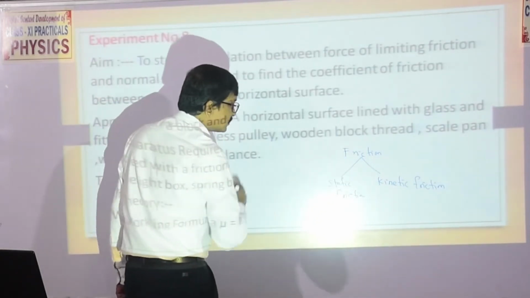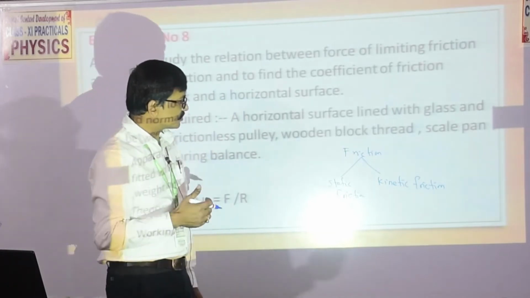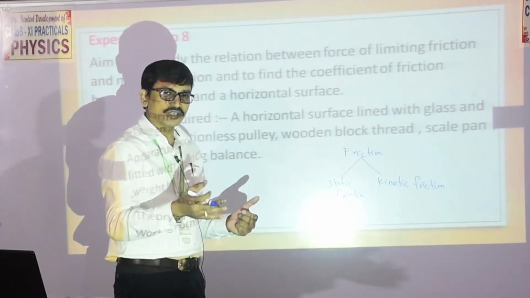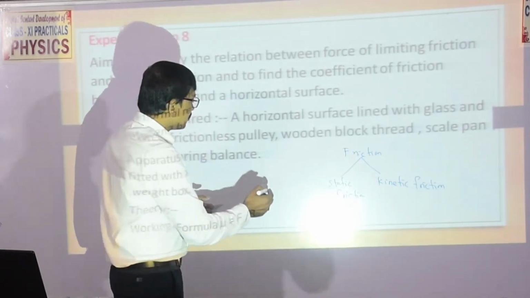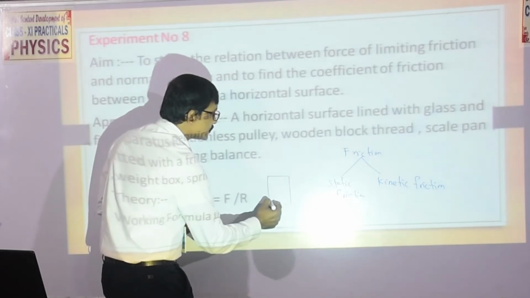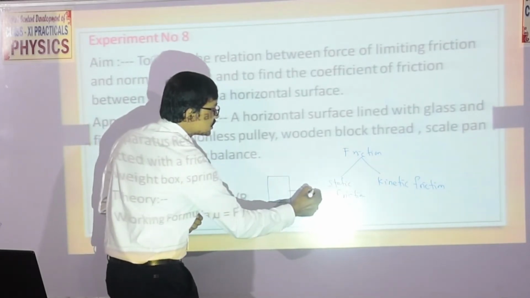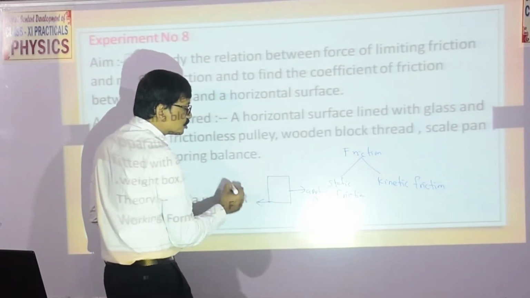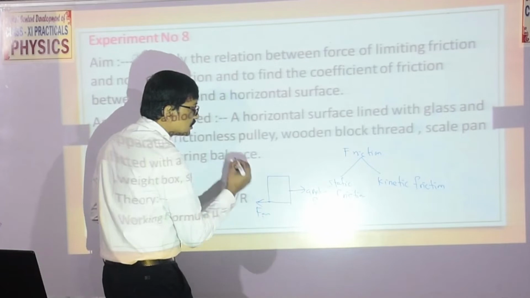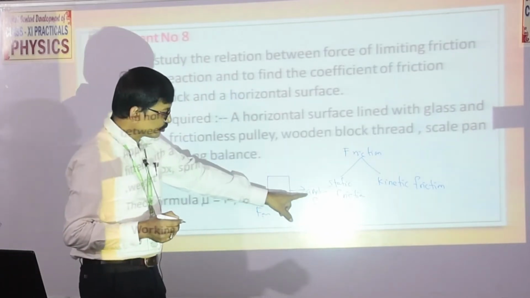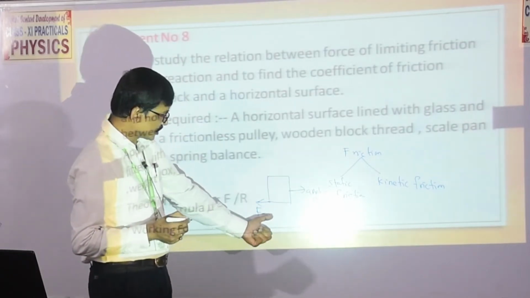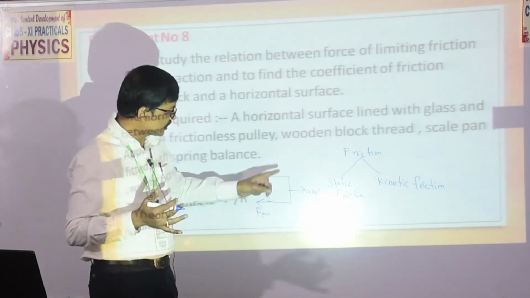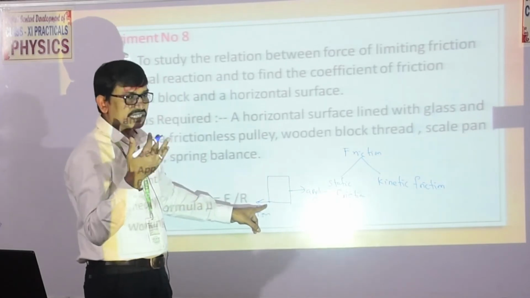But static friction is a self-adjusting force. When the applied force increases, the force of friction also increases. Suppose a heavy body is there. This is the applied force in this direction. Then friction will act in the opposite direction. When we increase the applied force and the body does not move, the force of friction accordingly increases.